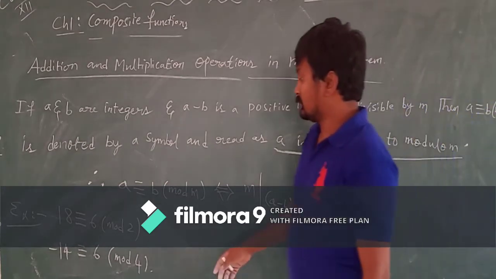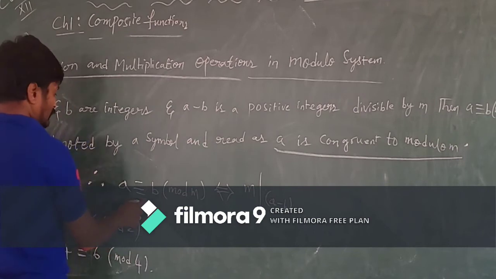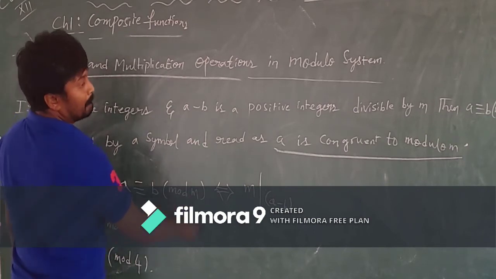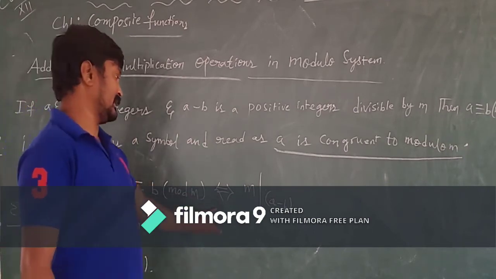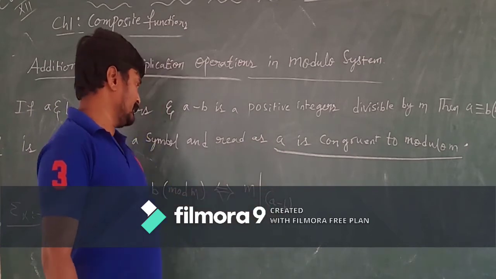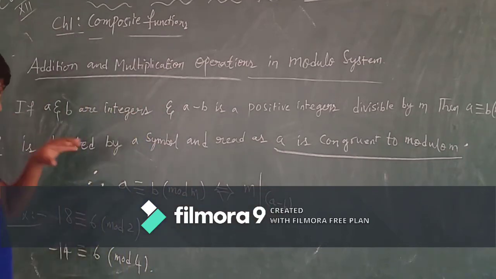So how will we write that? A is congruent, with the three lines, to B modulo M, that implies M divides A minus B. It means whichever A minus B you get, that is divisible by M. So let's check some examples.